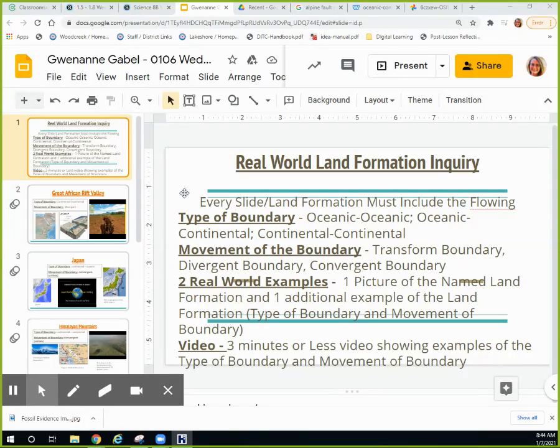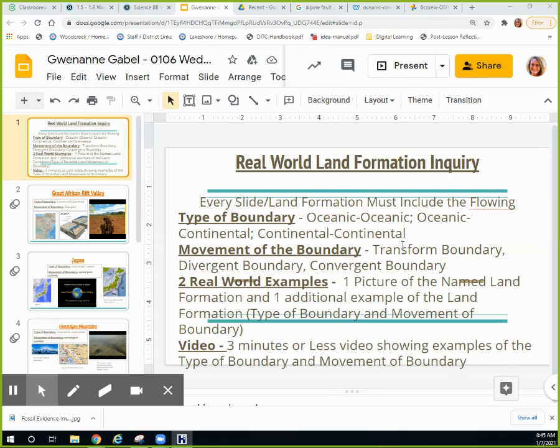Okay, so we're doing a real world land formation inquiry. And so what we have is a slideshow of different famous land formations around the world. And we're going to explore the internet to find out what type of boundary they are. Are they oceanic and oceanic plates? Are they oceanic and continental plates? Or are they continental and continental plates?